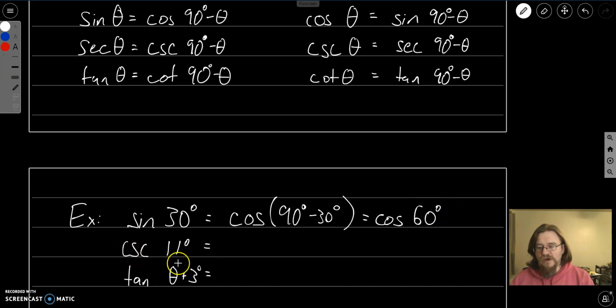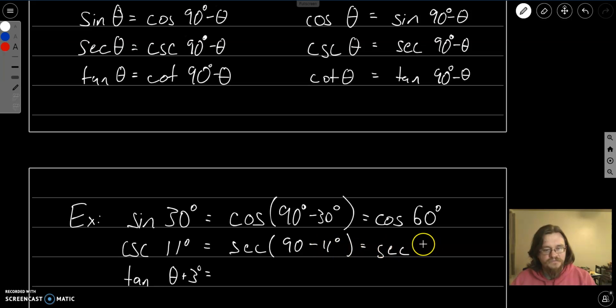We can do the same thing with cosecant. Cosecant and secant will be equal when we plug in complementary angles. So 90 minus 11 is going to be 89. So when we plug in complementary angles, we get the same thing. And I'll continue to look at this in the next video.